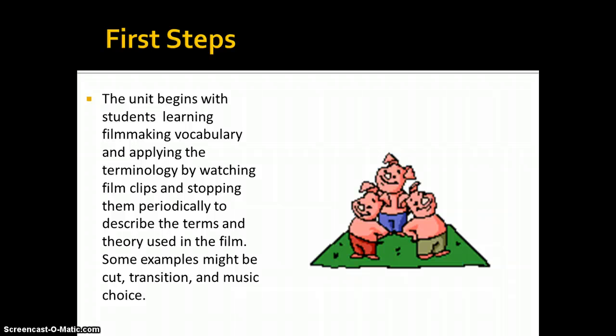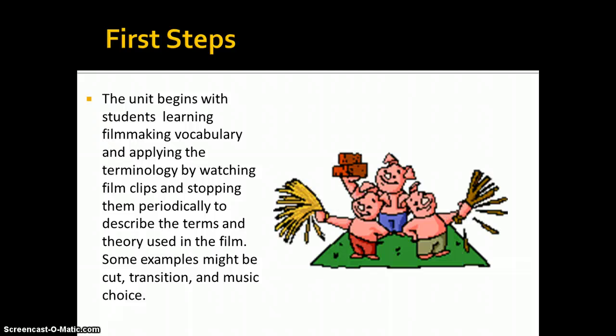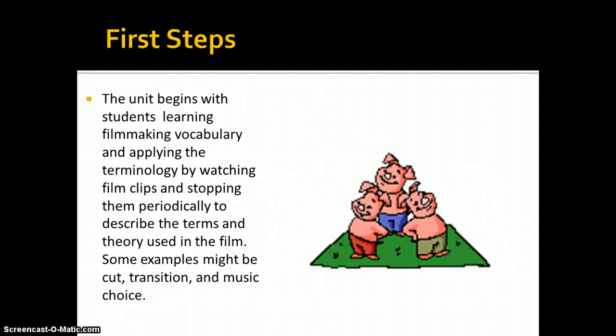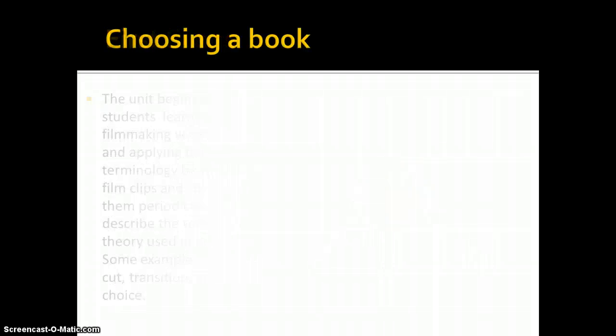It begins with students learning filmmaking vocabulary and applying the terminology by watching film clips and stopping them periodically to describe the terms and theories used in the film. Some examples might be cut, transition, and choice of music. There would also be vocabulary quizzes on that. Then we went on to choose the book for our project.